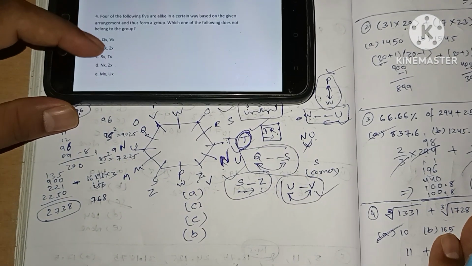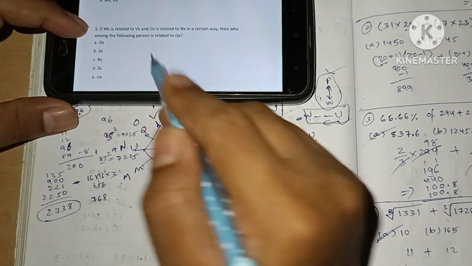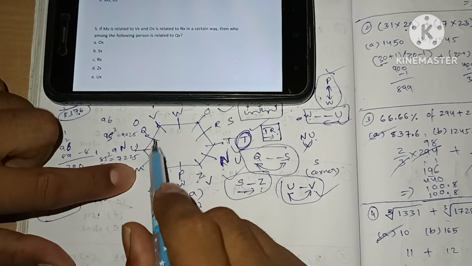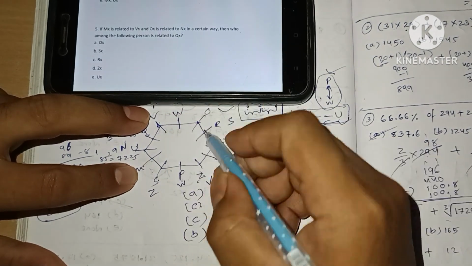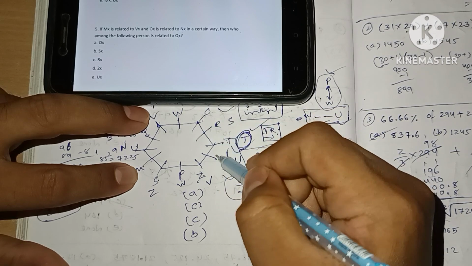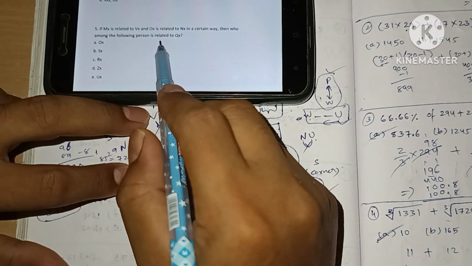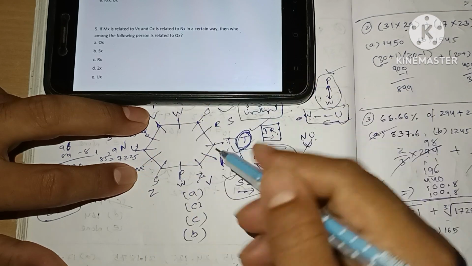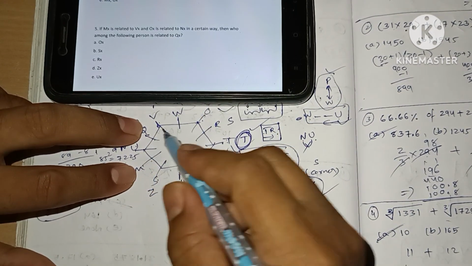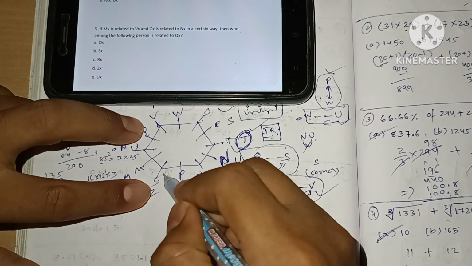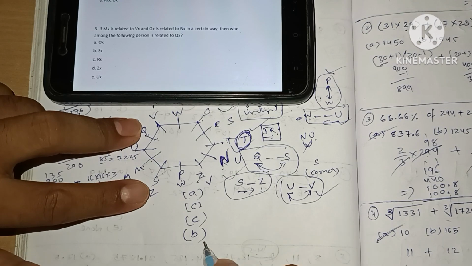Next, fifth question. If M is related to V, M here, V is here. Okay. O is related to N, O third to the left. Okay, then which among the following is related to Q? Related to Q, 1, 2, S. S, third to the left is Q. So answer will be option B, S.